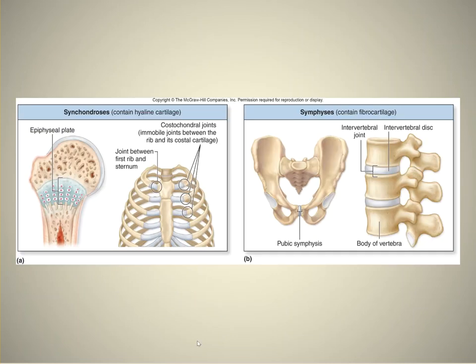Okay, then slide 7. This will be the last slide on this particular video. Synchondrosis to the left contains hyaline cartilage, the epiphyseal plate, which really doesn't move. And then the costochondral joints, I forgot, it was between the ribs and the sternum, are also synchondroses. I think clavicle and sternum is also. But anyway, that's synchondrosis. And then the symphysis between the two pubic bones in the front of your groin, the pubic symphysis, and between these vertebrae is a symphysis. And this is fibrocartilage.